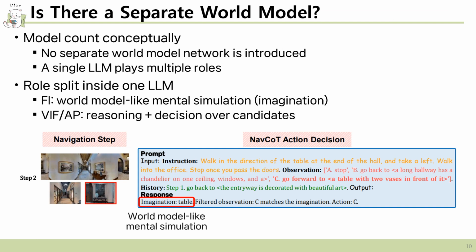A natural question is, do we have a separate world model here? In this paper, the answer is no. There is no extra network called the world model. Instead, one LLM does multiple roles. When it produces the imagination step, it acts like a simple world model, like a mental simulation. It predicts what should come next based on the instruction and the history. Then in the filtering and action steps, the same LLM compares options and makes a decision. So the world model idea is inside the output format and the training, not a separate module.